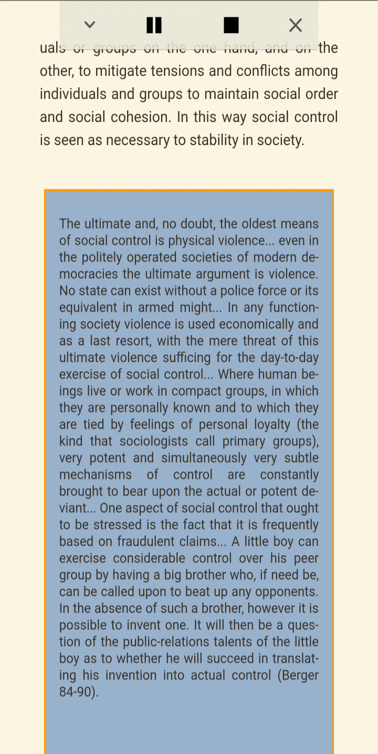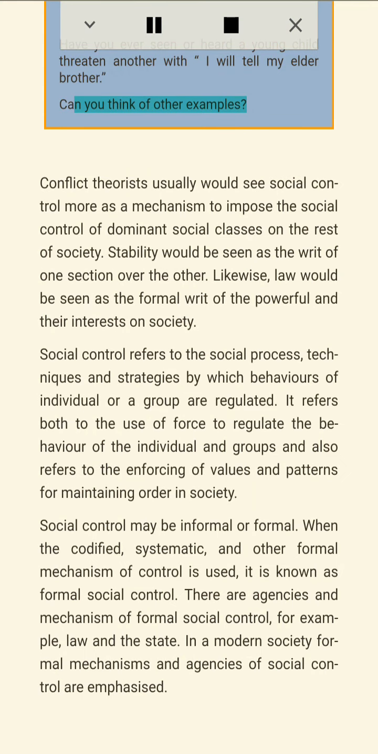Burger, 84-90. Have you ever seen or heard a young child threaten another with, "I will tell my elder brother"? Can you think of other examples?